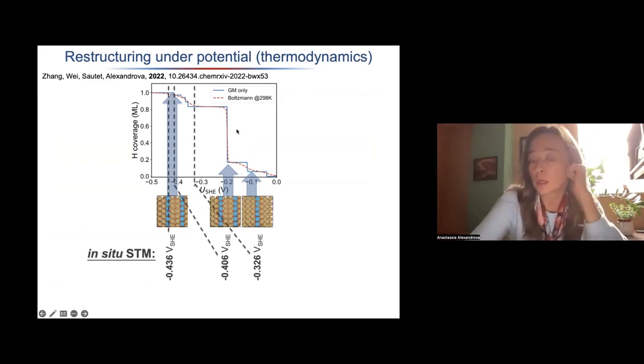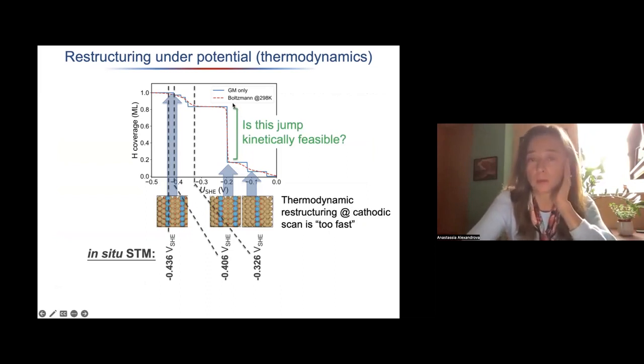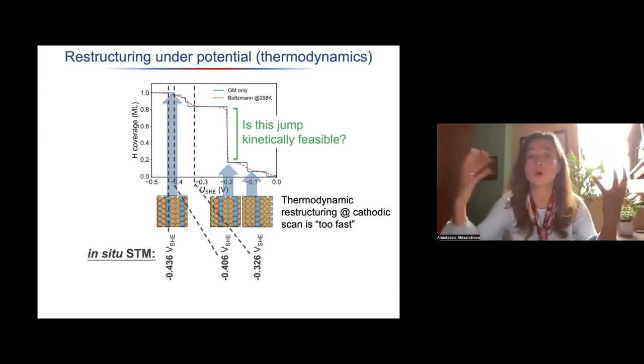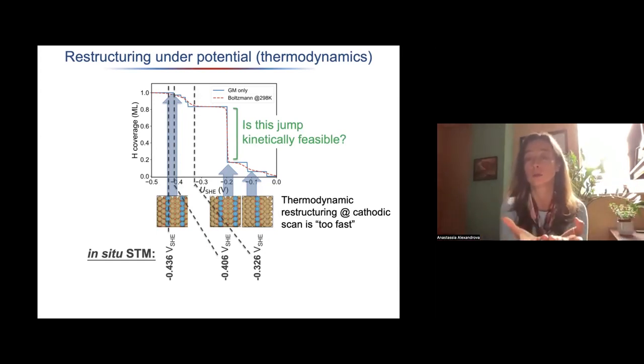And one place where we could suspect the problem is here. So we have a huge jump in hydrogen coverage in a very narrow window of the potential. So all these hydrogens, they come and go, they absorb, they move on the surface, they need to locally organize along this protruding row, which entropically probably is not very favorable. So something about the kinetics we're missing.